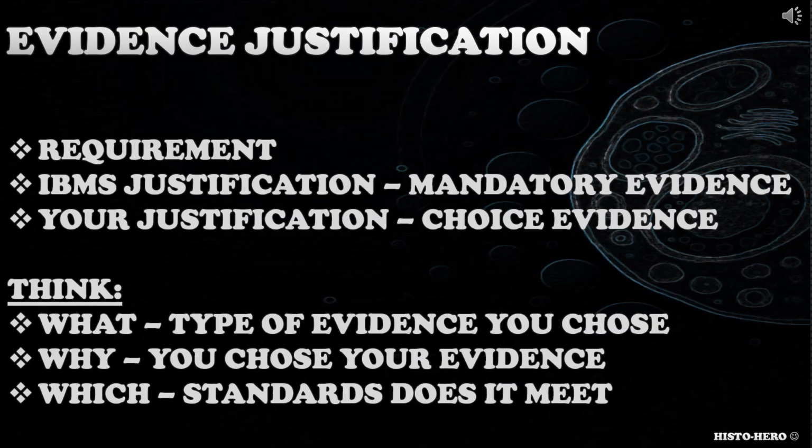For the mandatory piece of evidence, the IBMS has provided a very good justification why they would want you to do that piece of evidence. I would strongly advise you to read their justifications, as this can form the basis for how you justify your choice of evidence. You should also include what standards you have met by your evidence. Think about what type of evidence you have chosen, then think why you have chosen that particular evidence, and think which standards you are meeting with that evidence as well.